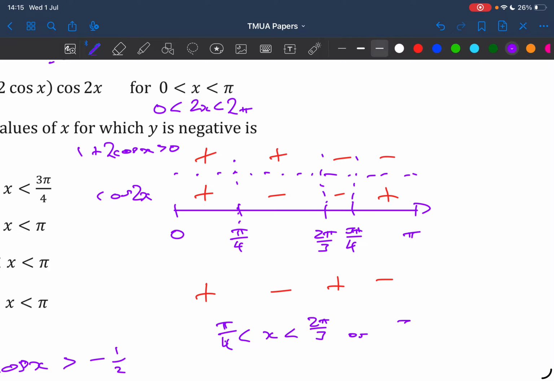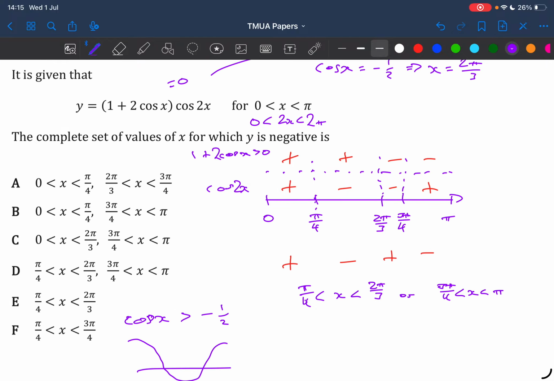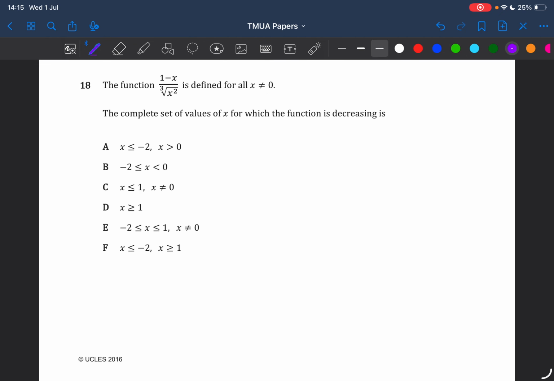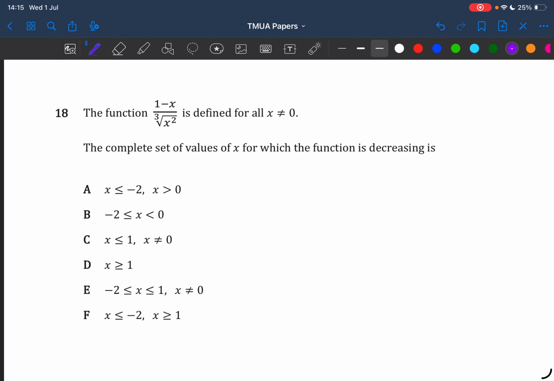or at least 3 pi on 4, but at most pi. So ones with at most pi on the end are good. We can get rid of all the other ones. It's not one of those ones. And then we need to go from pi on 4. So it must be D, 17. Yeah, lovely. Looks good. Next one then.